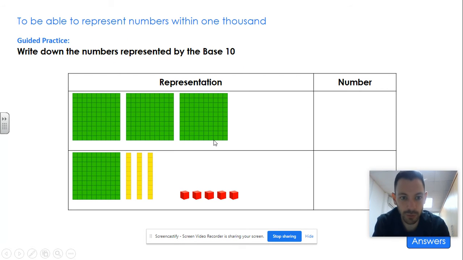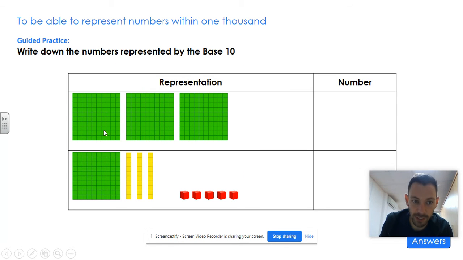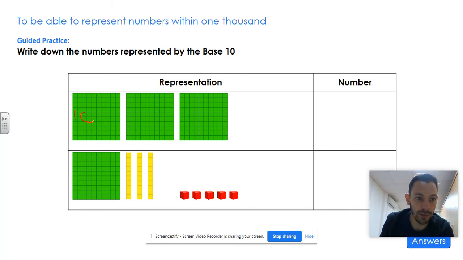So some guided practice now. So we've got some representations and we have to write the number. So the first representation, we have got 3 of the green representations that we had on the last screen. So each one of these, as we spoke about before, is 100. So we've got 100, 200, and 300. I can quickly grab my pen and annotate over. So we have 300.